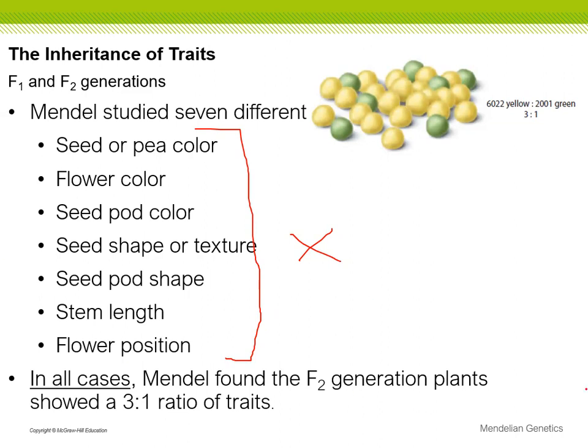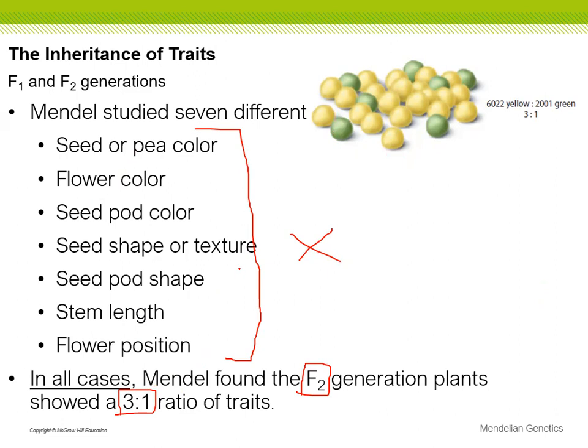And in every single case, he found that the F2 generation, right, parent, first generation, second generation, had that 3-to-1 ratio. Did not matter which of these traits. It's all 3-to-1. So how does that work? Why is that the case? That's what Mendel genetics is: how do we get to this 3-to-1 ratio? How do genes pass on?